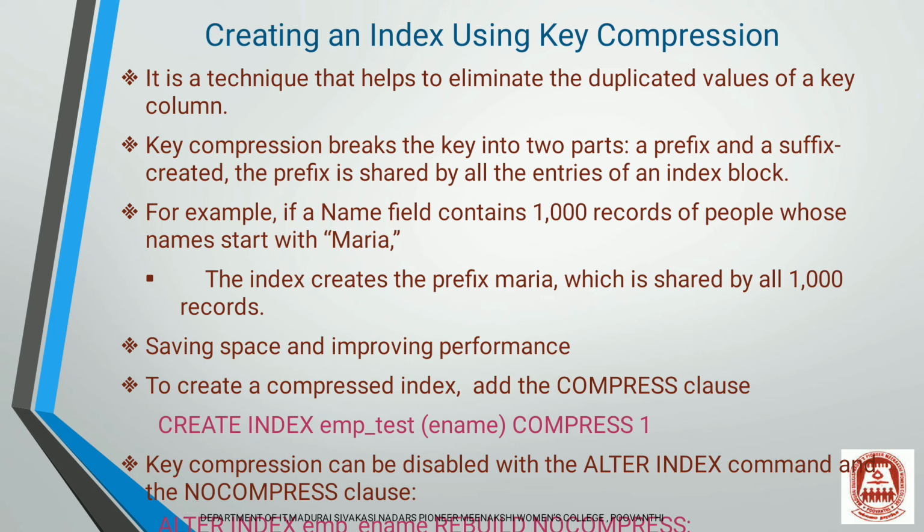To create a compressed index, we are adding the compress clause. Create index name, within the brackets I am going to mention the column name, and compress, and the value 1 is represented for doing the compression steps. The key compression can be enabled or disabled. There are features for that. The key compression is disabled with the alter index command with the keyword no compress clause. So you are going to alter the index with no compress clause.